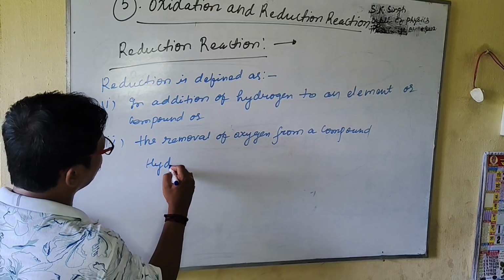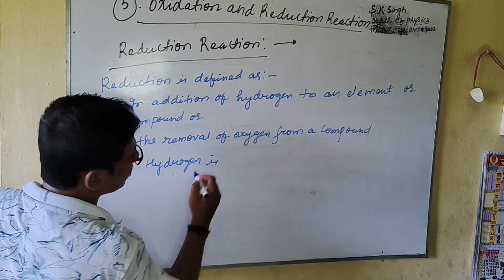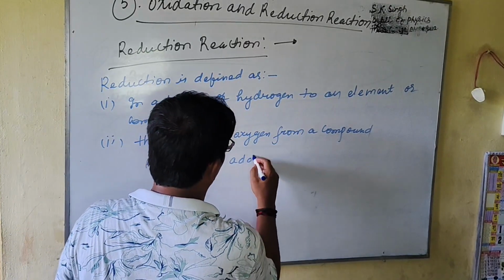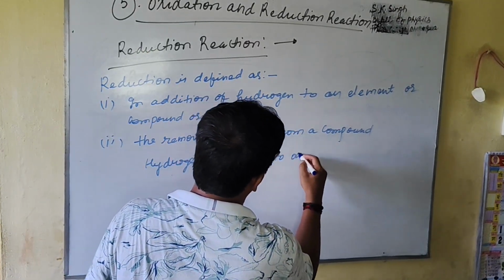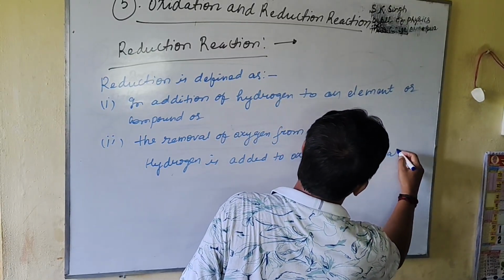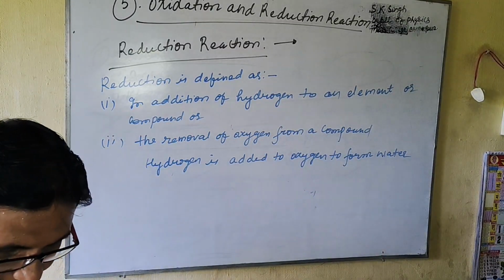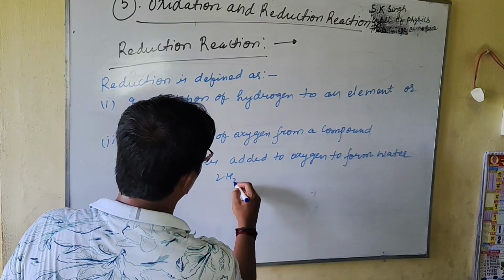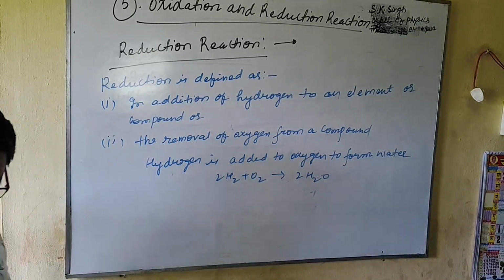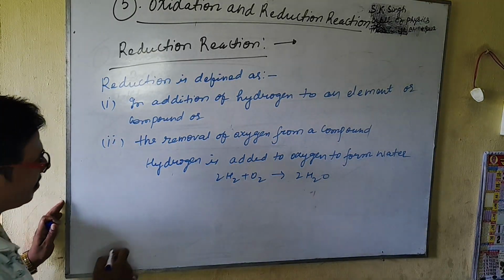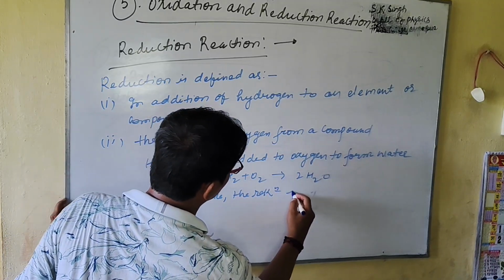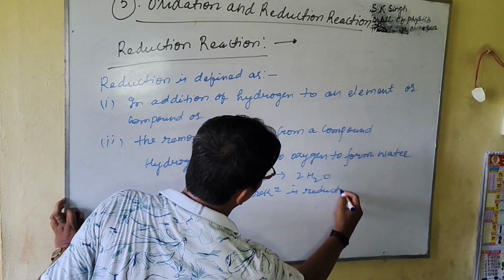Example: hydrogen is added to oxygen to form water, like 2H2 plus O2 gives 2H2O. Hence the reaction is a reduction.